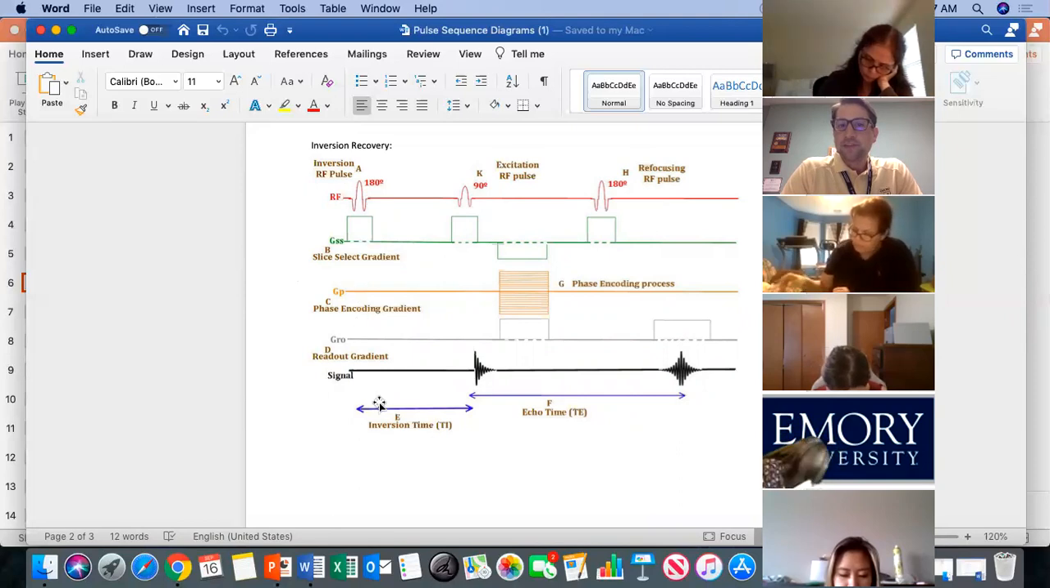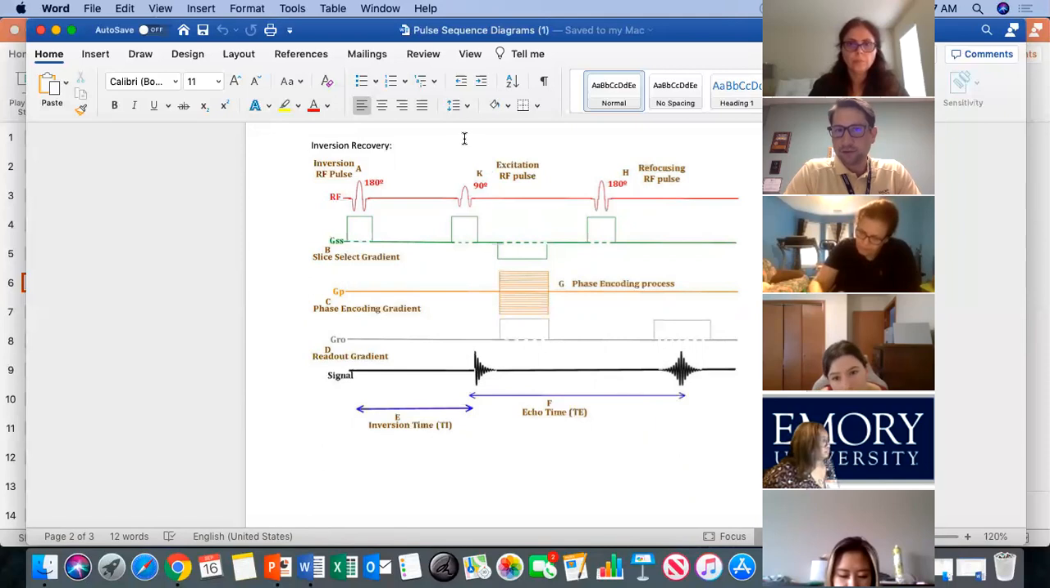So what we do is we set a TI time to allow those tissues to recover. And whenever the particular tissue that we're trying to null crosses that transverse axis, we start the pulse sequence. And the pulse sequence from here on out looks just like our spin echo pulse sequence. So everything from here over to the right, if we drew a line right down the middle here, this would look like a conventional spin echo. So that is all the same.